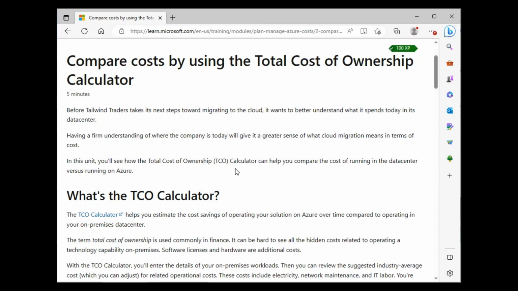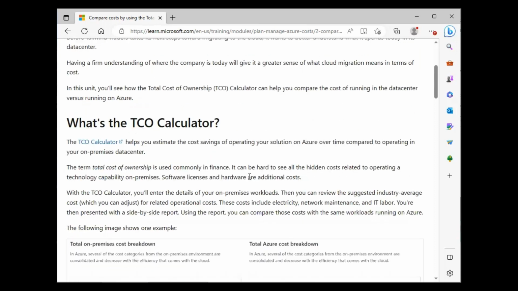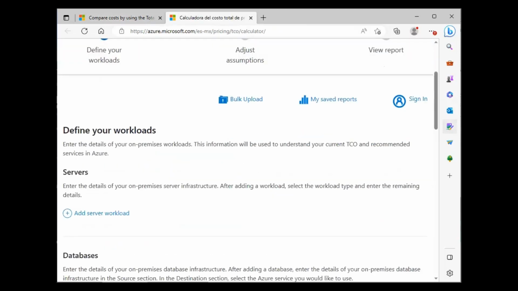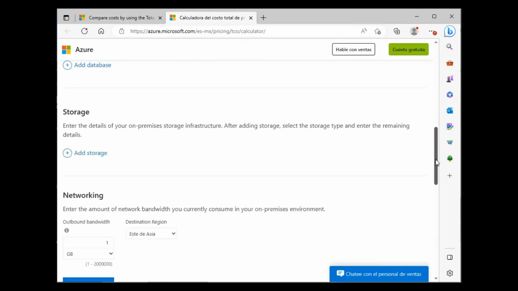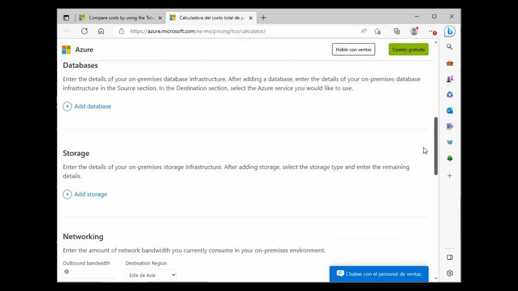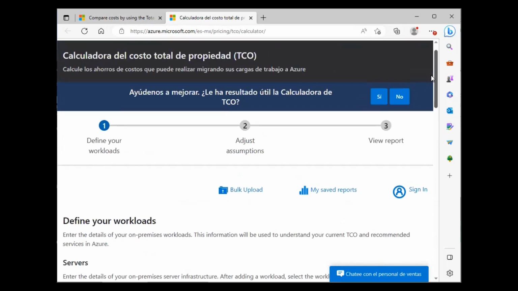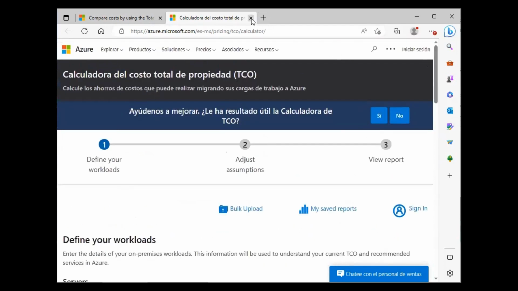What's the TCO calculator? The TCO calculator helps you estimate the cost savings of operating your solution on Azure over time compared to operating in your on-premises data center. Let's go see the TCO calculator link. Okay, this is the calculator tool. Okay, return to the lesson.